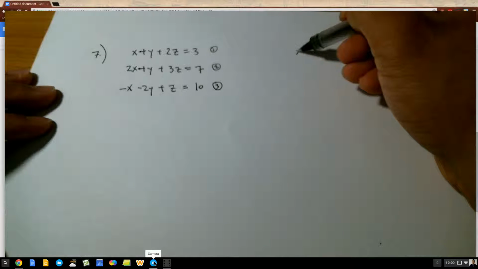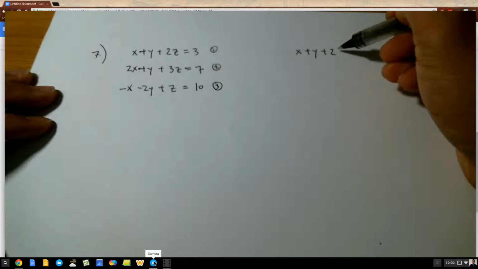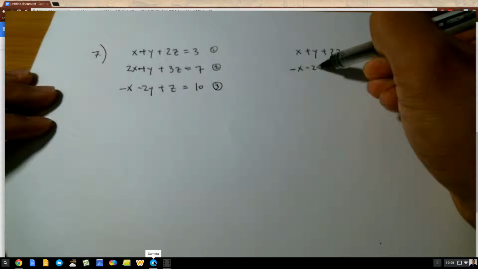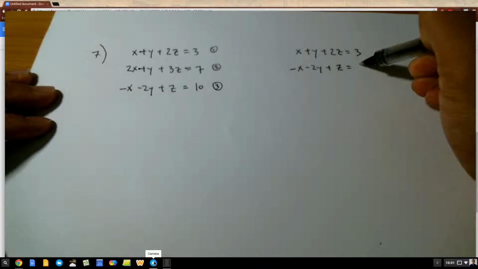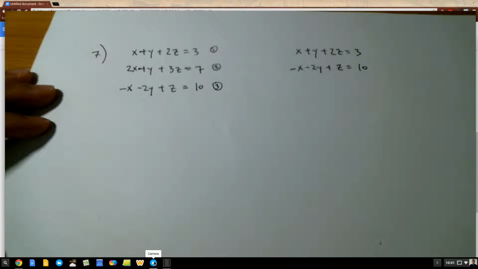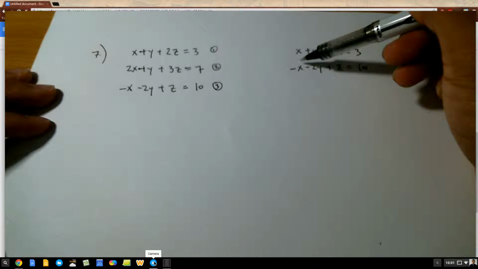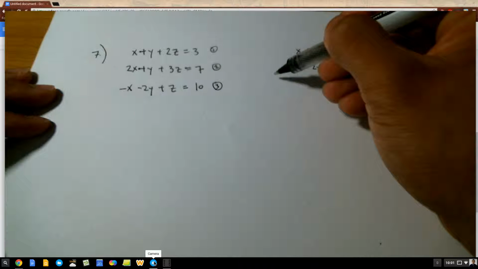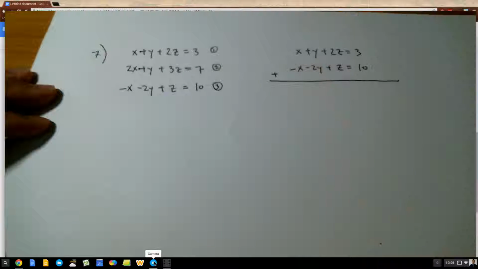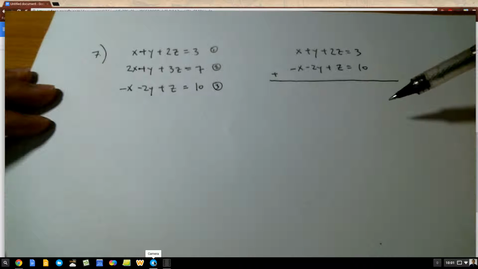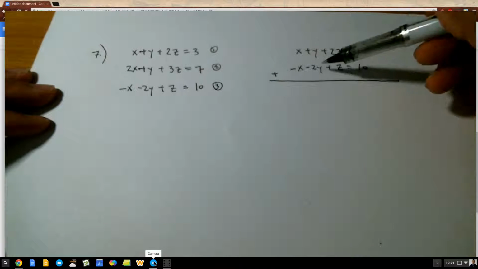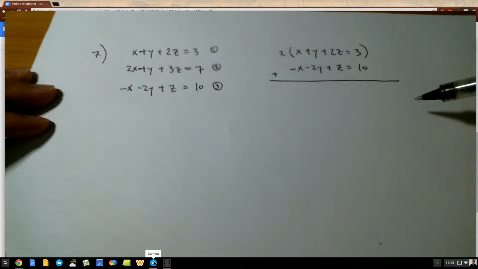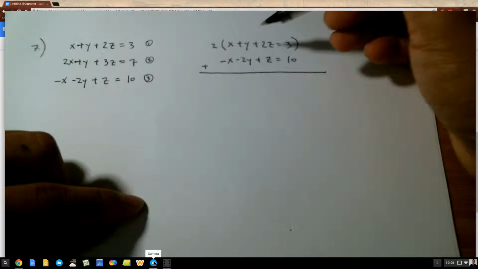So I'm going to rewrite 1. I'm going to rewrite 3. Okay, so I want to eliminate the y. The x looks pretty easy to eliminate here, but since we said y, we're going to stick to the y variable. Now notice that if I add them, the y's do not cancel. So what do I have to do to make the y cancel? Well, I can multiply the top by 2. So let's do that.